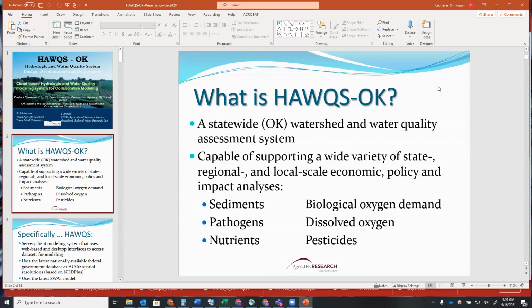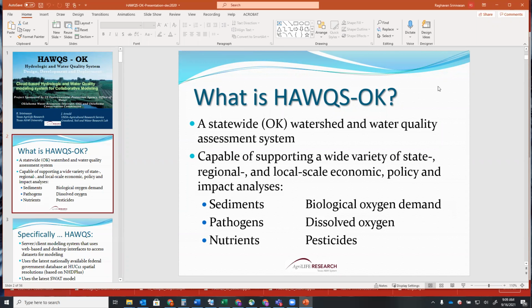It's capable of supporting a wide variety of scales, all the way from an individual farm field level operation to the entire river basin that touches Oklahoma. Even though it's for the state of Oklahoma, we also have all the surrounding watersheds that either flow into or out of Oklahoma included. But to select a watershed, you have to select some watershed inside Oklahoma in order to be able to build a model.